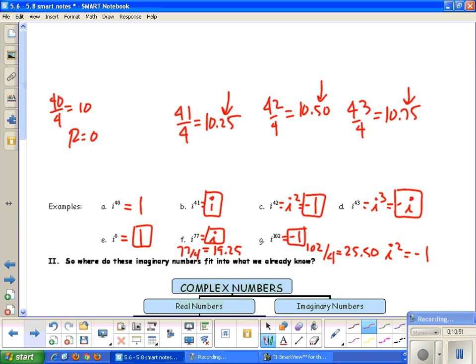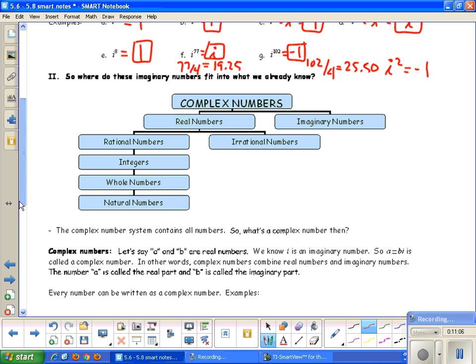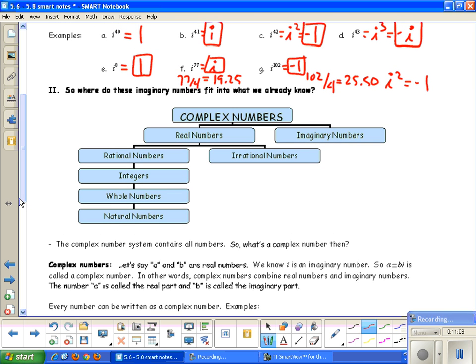So anytime you have anything that's not i to the first power, when you're simplifying it, then you want to simplify it using our power rule. Now, you're wondering, where do these imaginary numbers fit into what we already know about the real number system?